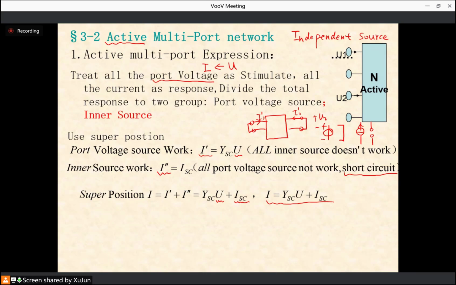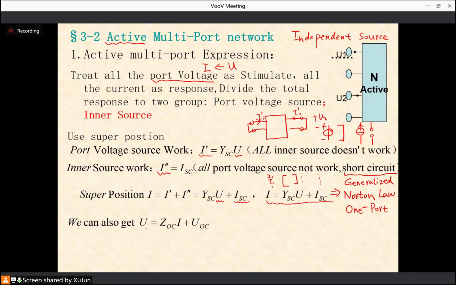This function is very similar to the Norton's law. But pay attention, the Norton's law is only for the one-port network. But this function is very similar. This I is a vector, maybe I1, I2, and this YSC is a matrix. This U is also a vector. This ISC is also a vector. So we call this function a generalized Norton's notation.